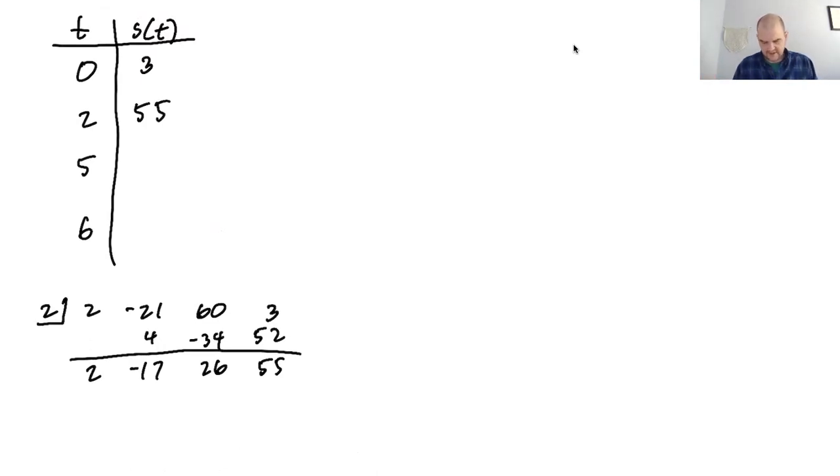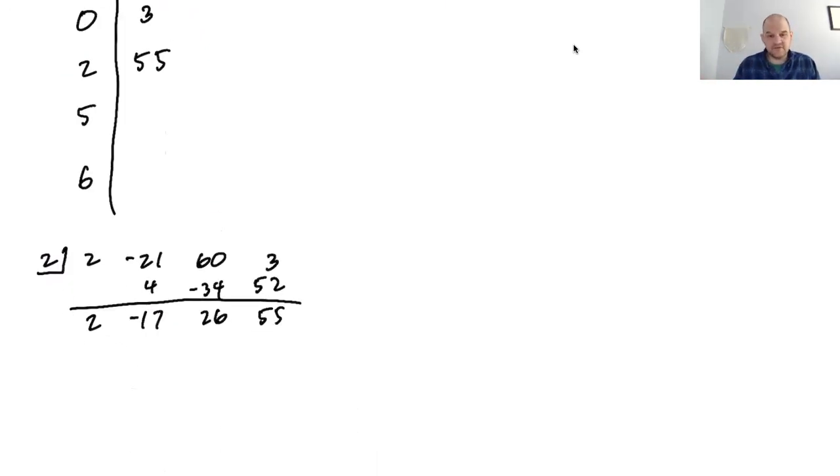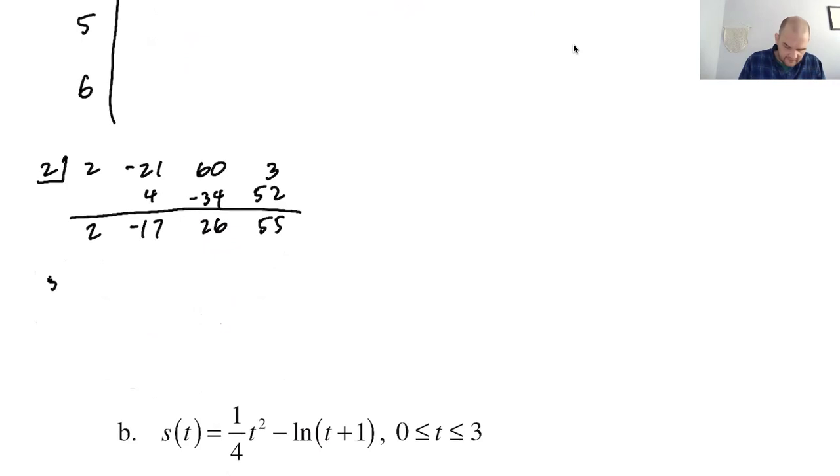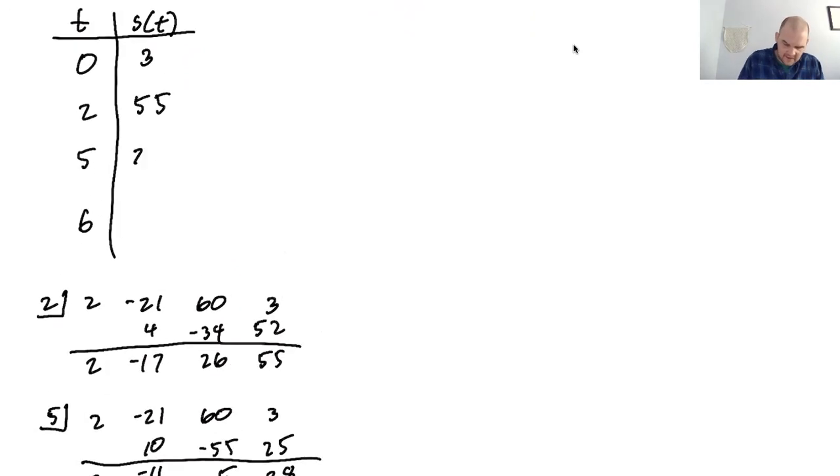60. Yeah, I think that's good. I don't know. All right, I've got to plug in 5, so I'm going to do the same thing. So I'll do 5. Allergy is killing me today, as evidenced by the sneeze, probably. Okay, so let's see. 2, 10, -11, -55, 5, 25, 28. All right, so this should be 28.